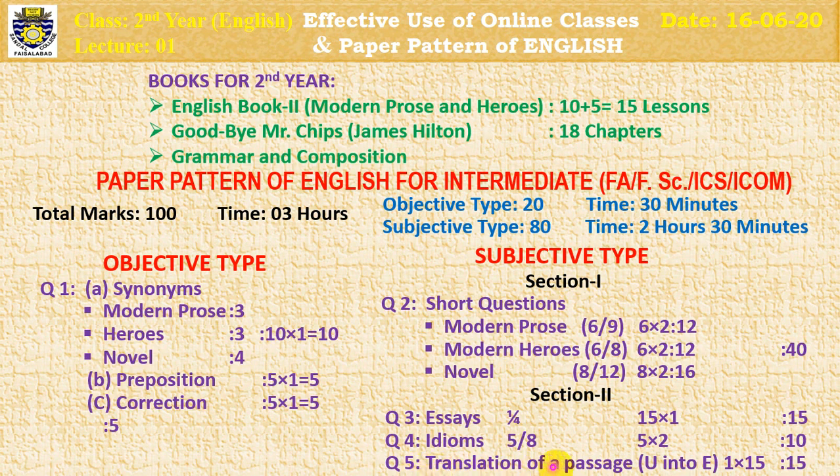Last question is translation of passage from Urdu into English, that carries 15 marks. In this way, 15 marks are given to the last question, that is translation of a passage. In this way, 80 marks are given to subjective type. Total marks are 100, and I would advise you to work hard to get very good marks.